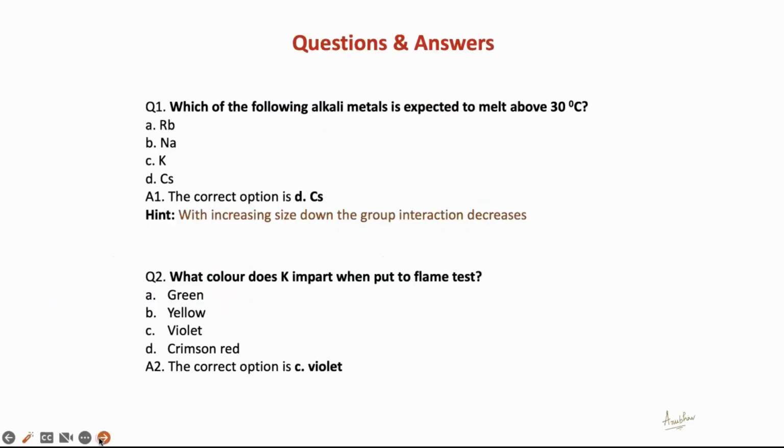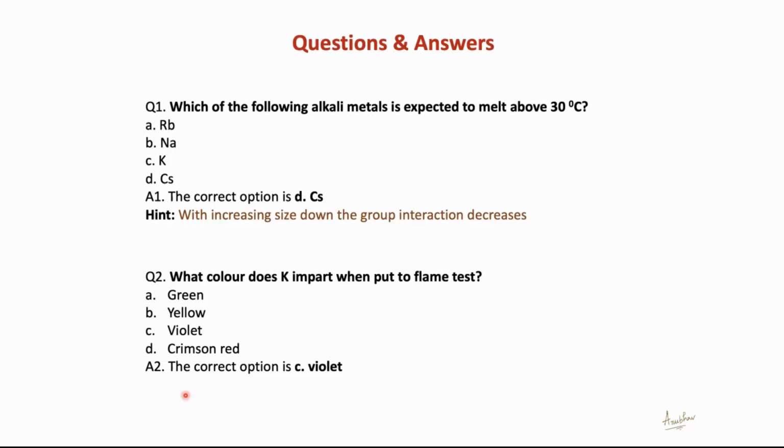Now I've depicted some of the major points of the chapter. Now we will go to a question and answer session. Firstly, which one of the following alkali metals is expected to melt above 30 degrees Celsius? The options are rubidium, sodium, potassium, and cesium. So the answer is cesium.